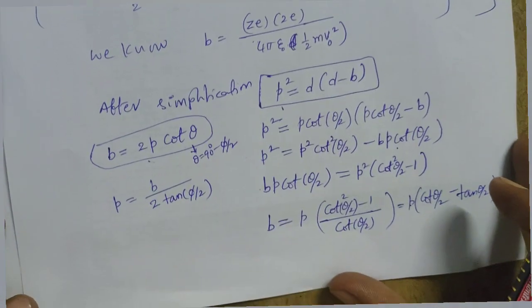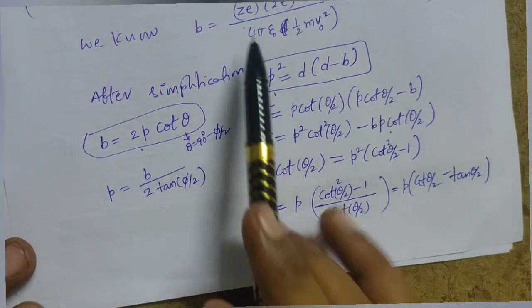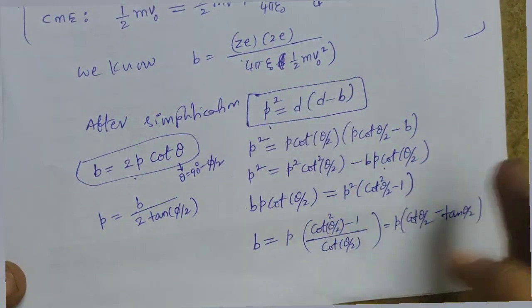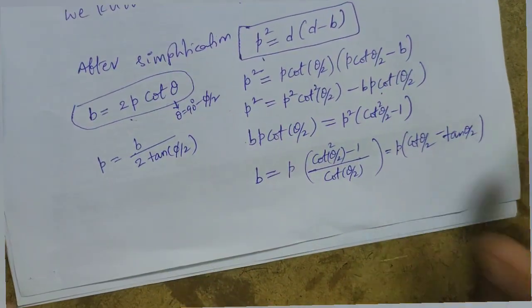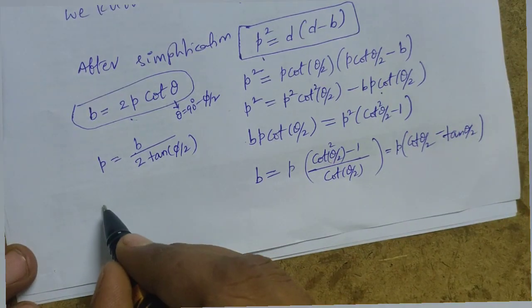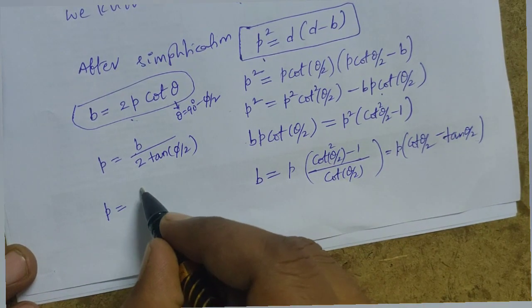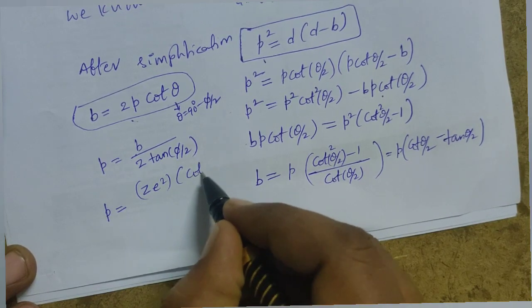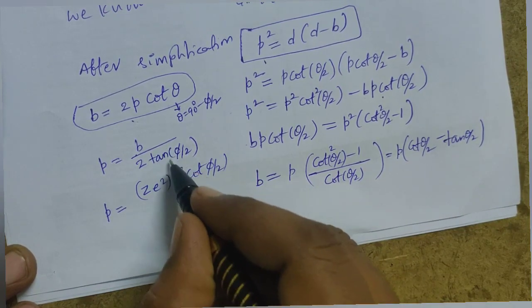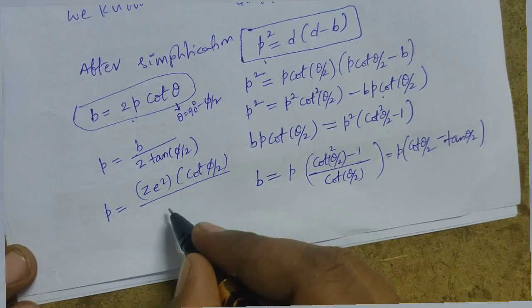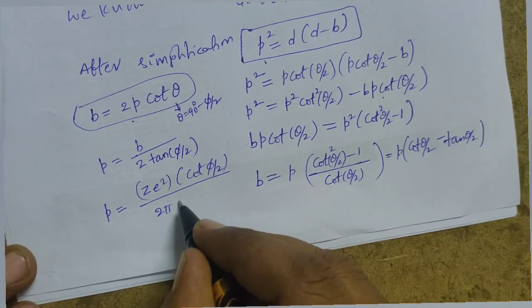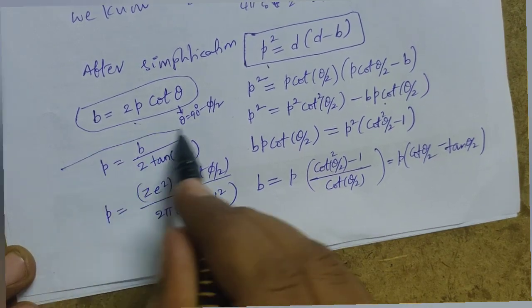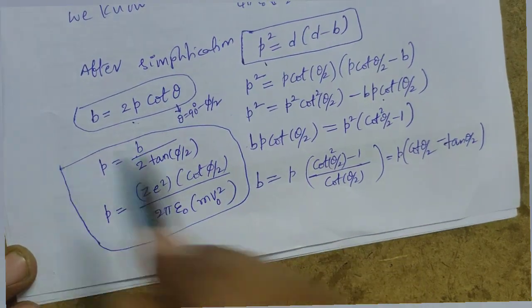From here I'll substitute the value of B. B will be equal to ZE square over 4 pi epsilon naught half m v naught square. If I substitute there, then the P value will become ZE square cot of phi by 2, where we are writing 1 by tan as cot, divided by 2 pi epsilon naught m v naught square. That is the P value.